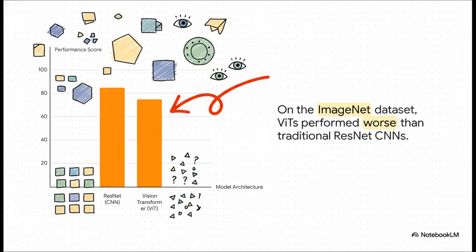And this chart right here illustrates the problem perfectly. When the early ViTs were trained on a standard and pretty large dataset like ImageNet, which has about 1 million images, they actually did worse than established CNNs like ResNet. They just didn't have enough examples to learn those fundamental visual rules from the ground up.